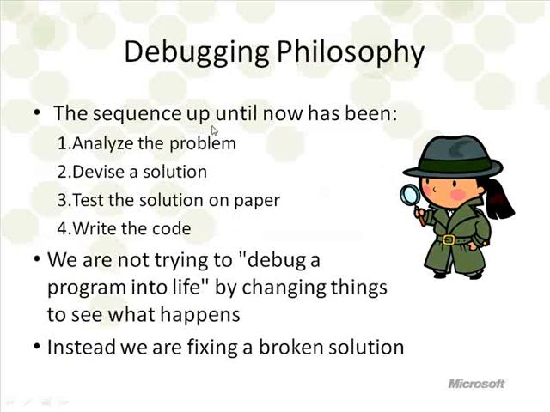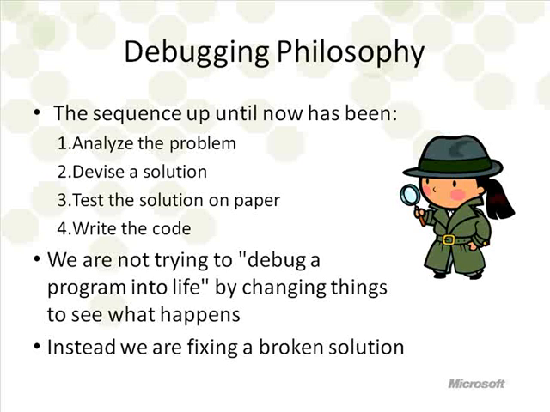Up until now, and this is how programming really is: analyze the problem, figure out what to do, test it as best you can. In this case we fed some numbers in, they came out okay, and then write the code. Important point to make here: we're not trying to debug a program. We're not throwing bits of code together and seeing if they do something a bit like what we want. We're cleverer than that. We have a solution we know is good, so it must be the way in which we're expressing that which is broken. We have a broken solution which we need to get right.